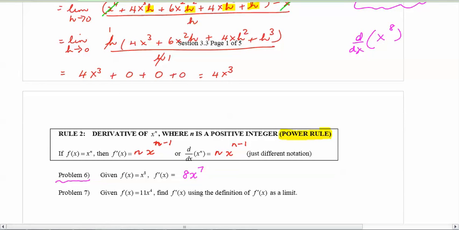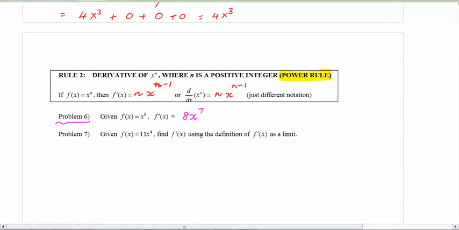Now let's do a slightly more complicated example. Let's do problem 7. What do we do if we don't just have x to the 4th, but 11x to the 4th? What on earth are we going to do with that? And so the way we do that is actually very interesting. It's a little different. F prime of x is equal to, let's go back to our wonderful basic limit definition, f of x plus h minus f of x all over h. And let's see what we're going to get.